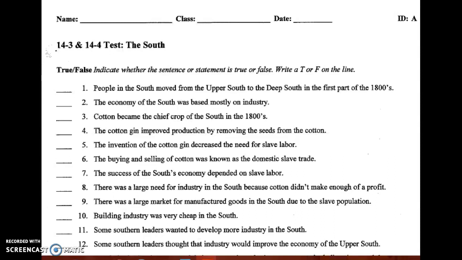2. The economy of the South was based mostly on industry. 3. Cotton became the chief crop of the South in the 1800s. 4. The cotton gin improved production by removing the seeds from cotton. 5. The invention of the cotton gin decreased the need for slave labor. 6. The buying and selling of cotton was known as the domestic slave trade.